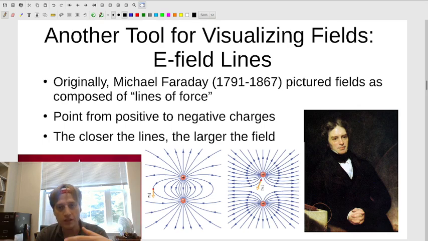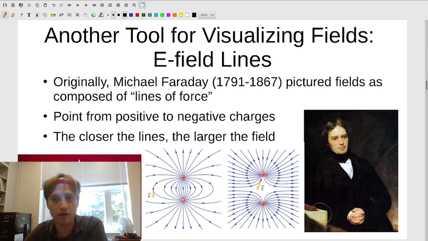And so he would draw these pictures, and he would imagine lines of force surrounding particles being the thing that caused these various electromagnetic phenomena. And so he was the one to introduce this idea of there being lines of force. It seems like a little bit of a misuse of the language in terms of force, but that's okay.